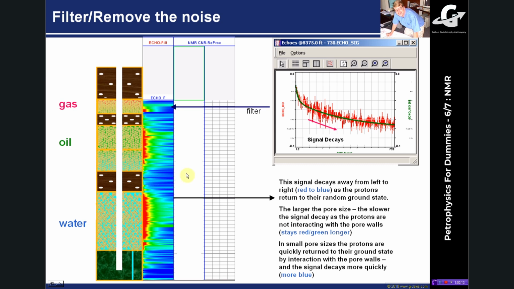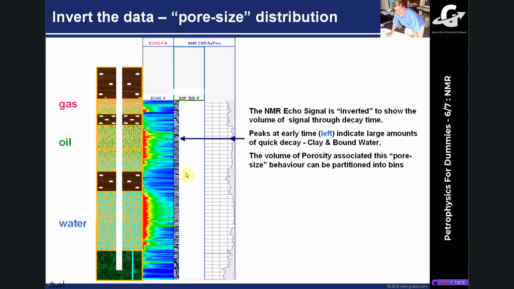as the protons return to their ground state. So one of the things we can do is look at that decay through time, and we can see how much signal we are losing in early time. If we're losing a lot, that means that there's a lot of small pore spaces available, and so we invert the volume underneath these curves, if you like, and we can calculate the porosity at each time through the decay.